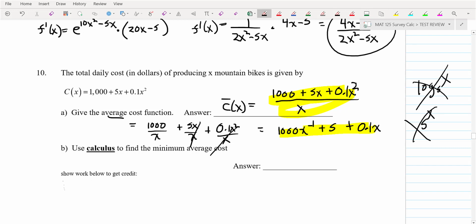Okay? So that's that. If a student doesn't know how to do average cost, I'd be deeply concerned. I'd even give you a note card. How can you not do that? Right? Okay, now the derivative.